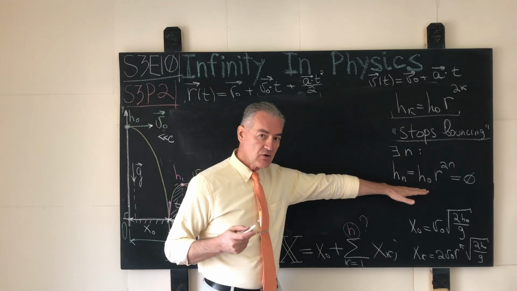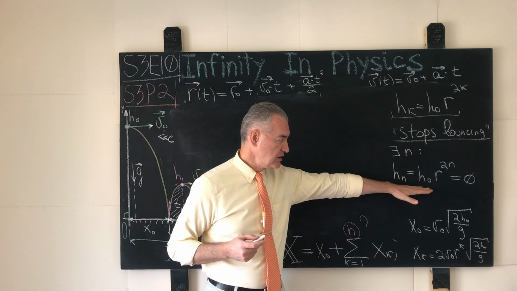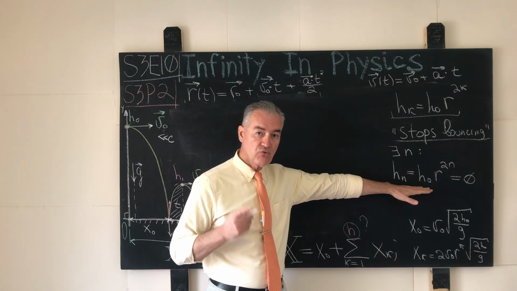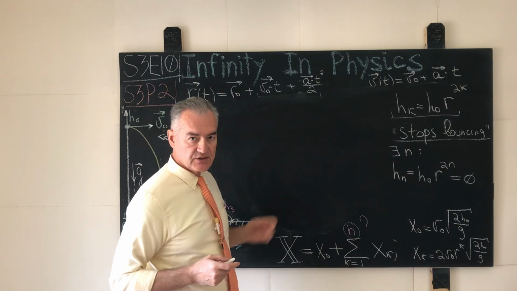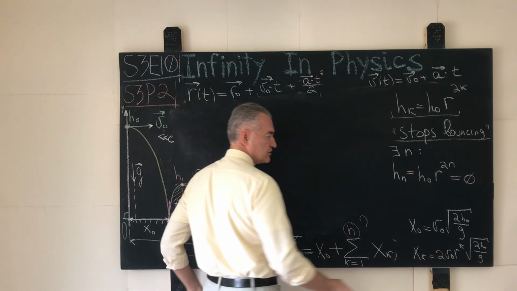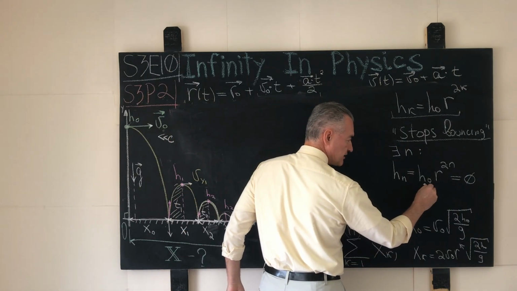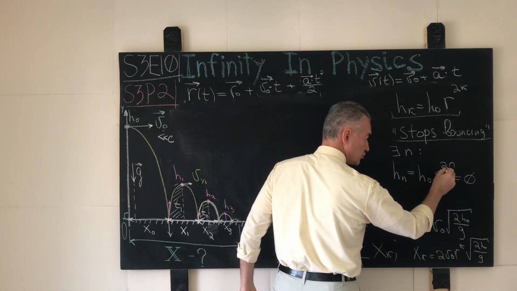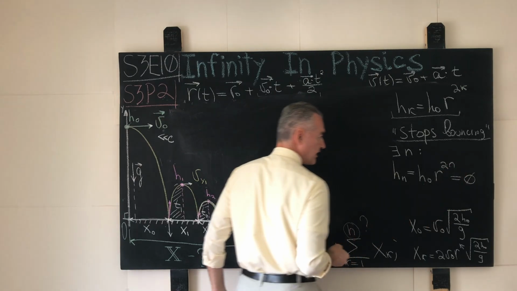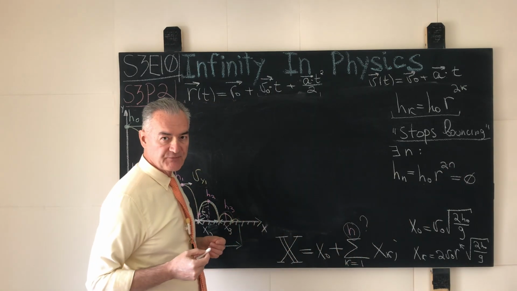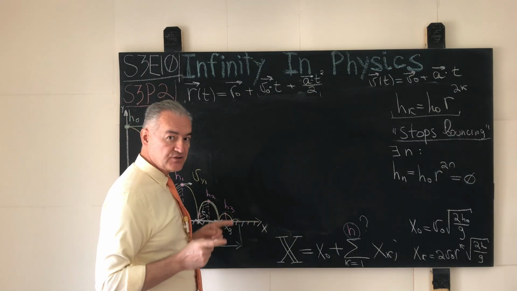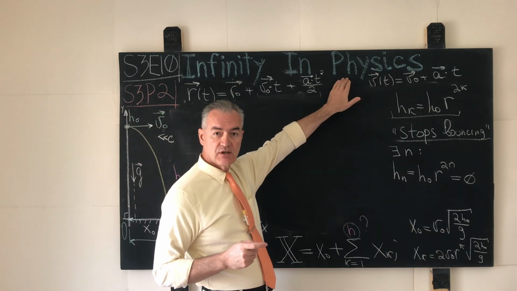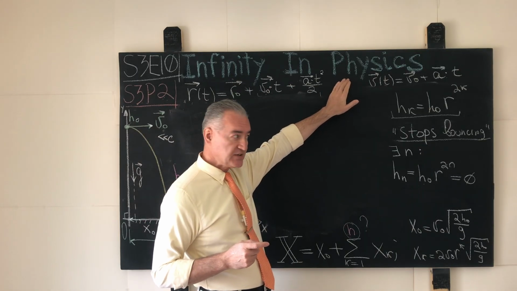But right now, as it stands, this expression over here represents the so-called mathematical heresy, because under no finite scenario can this equation be satisfied, because h0 is a finite positive real number, r is a finite positive real number, so is 2, so is n. This can never happen. But the question is, when can it happen? This is where and how infinity enters the world of physics.